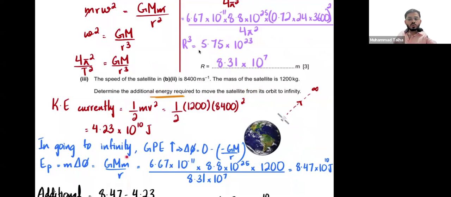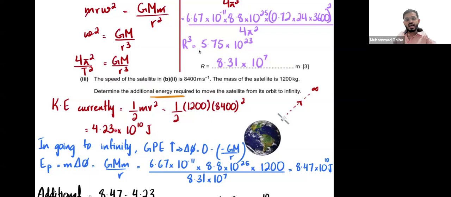If I want to take this to infinity, you guys know I'm going away from the mass, so GPE is going to increase, right? If I talk about the change in gravitational potential, that would be the gravitational potential at infinity minus the gravitational potential here, right? It's just final minus initial. So 0 minus negative GM over r is just GM over r. And for the potential energy, I calculate GMm over r. This is the energy that I must provide. So I just plug in the values. Capital M is the mass of the planet, small m is the mass of the satellite, and everything. So I get this as the energy which is required to move it to infinity.